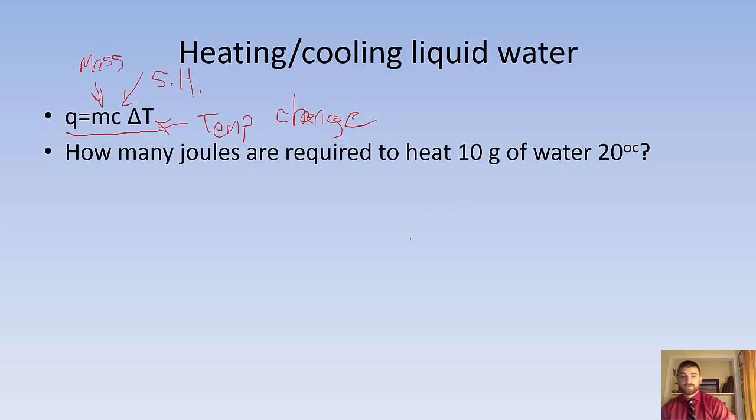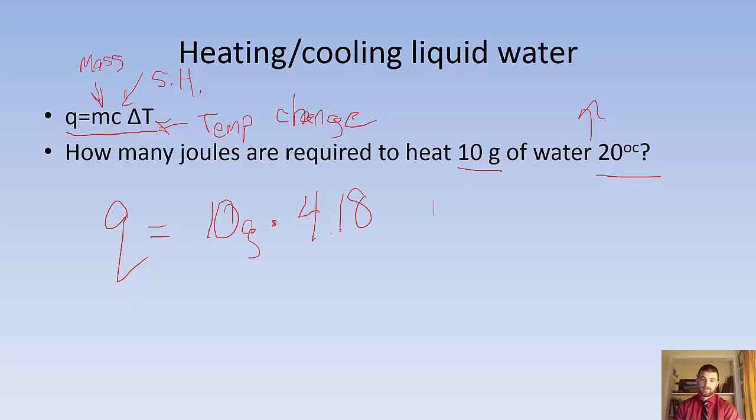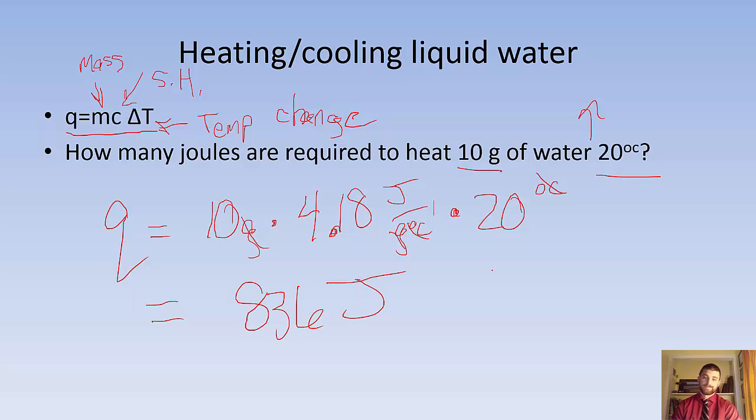So example problem: how many joules are required to heat 10 grams of water 20 degrees Celsius? So we're talking about 10 grams of water going up 20 degrees Celsius, so we just plug it in. Q equals m, 10 grams, times c, which is 4.18 joules per gram degree Celsius, times 20 degrees Celsius. And look what happens with the units. Degrees Celsius cancels out, grams cancels out, and you're left with joules. So now it's just plug and chug, and you get 836 joules. If you don't remember this equation, it's on your reference tables. If you don't remember your specific heat of water, it's on your reference tables.